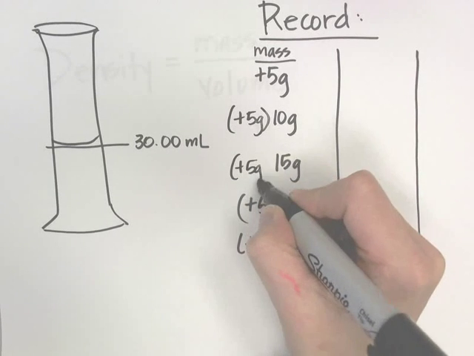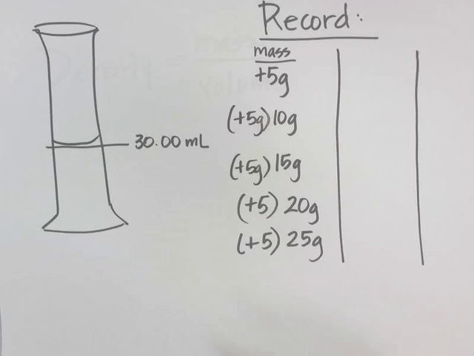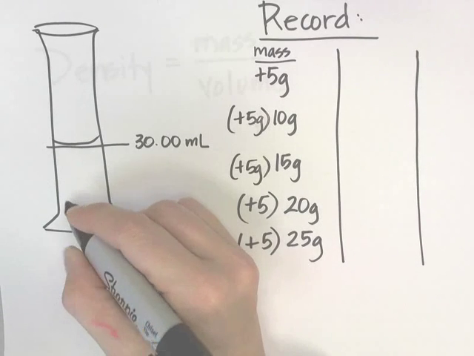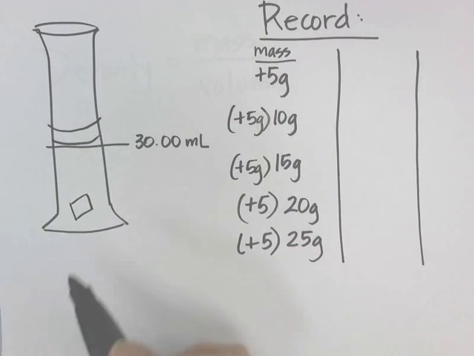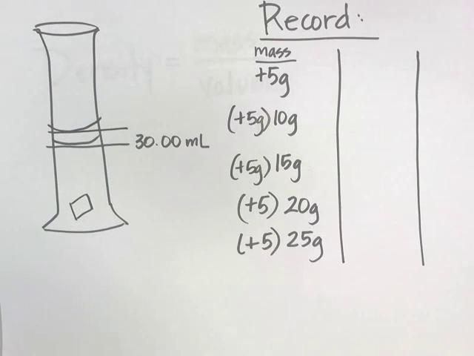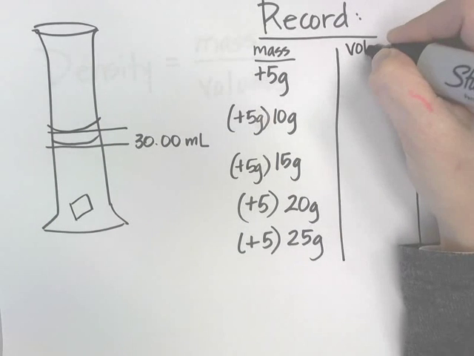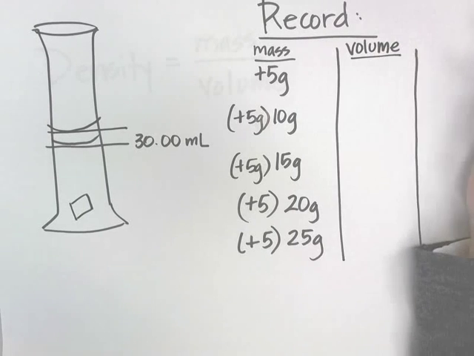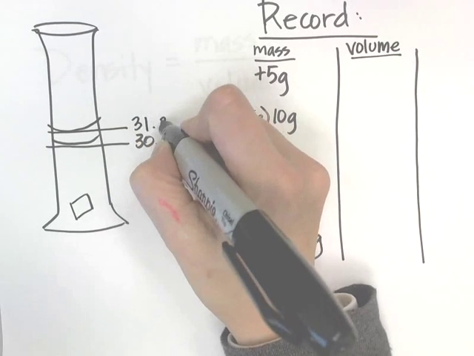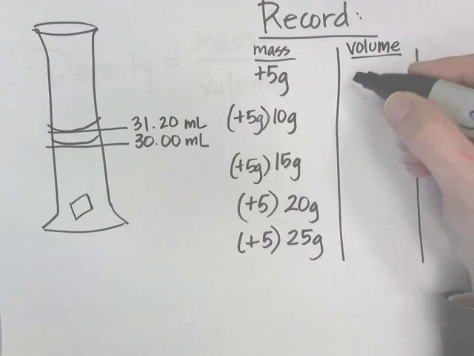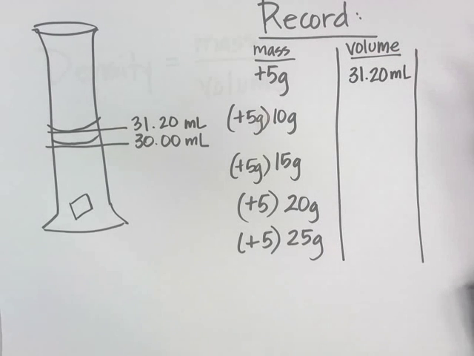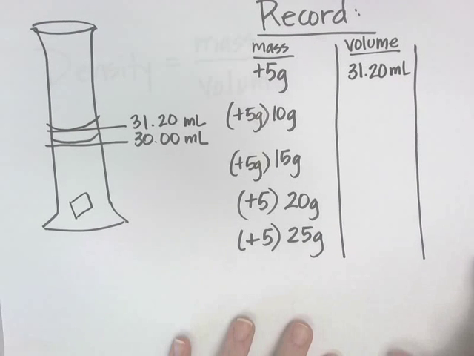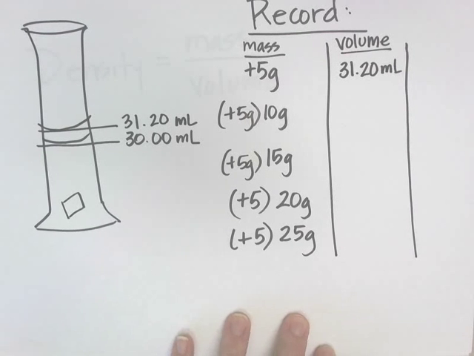Now this is a clever way to find the volume of the metal. When we add 5 grams to the graduated cylinder, obviously the water level is going to rise, and you're going to record the new water level. So you're actually going to record the volume in the graduated cylinder. Let's say it went up to 31.2 milliliters. When you add that first bit of metal, you're going to record 31.2. Now that doesn't mean the volume is 31.2 of the metal, because obviously there was 30 milliliters of water when you started.